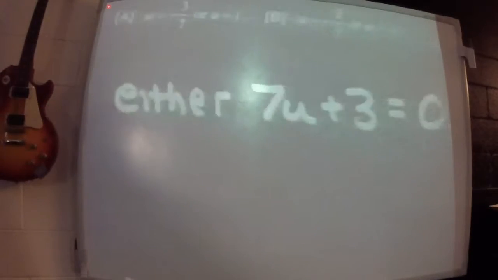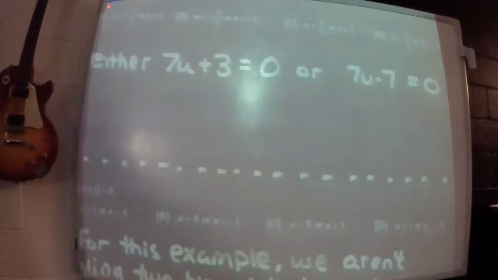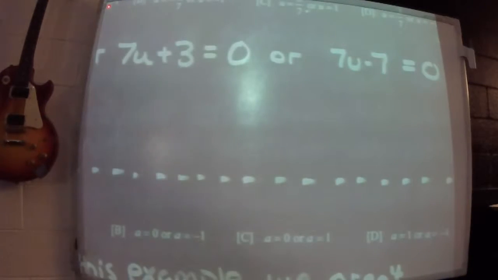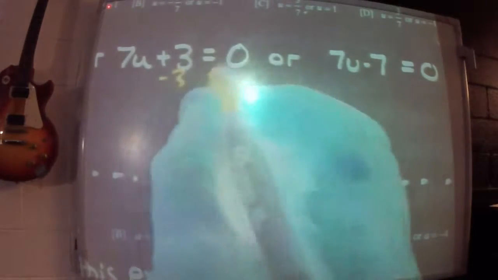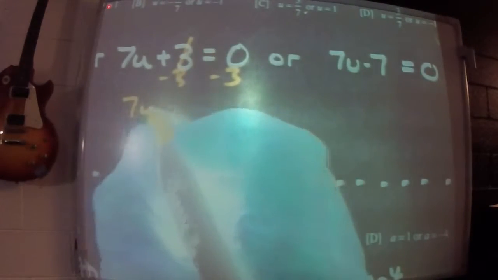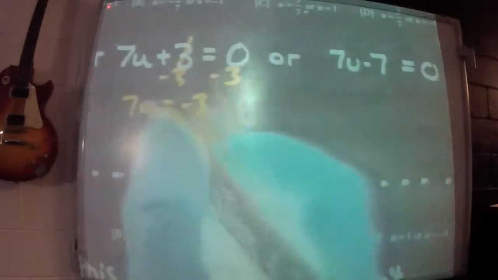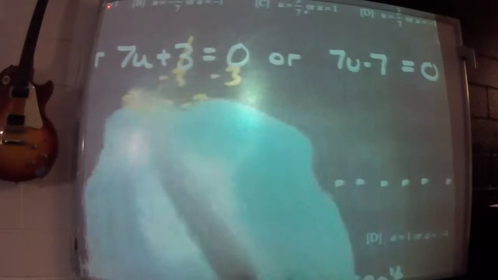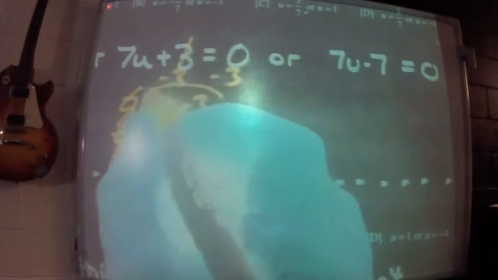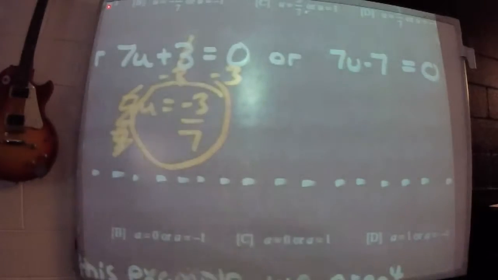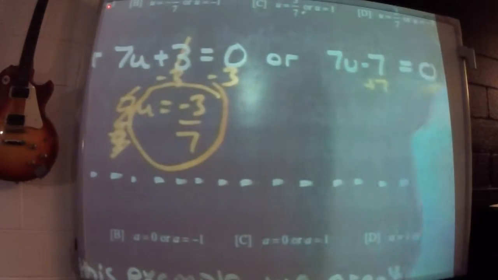And see, these are slightly more complicated. You're going to actually have to work each one out. So the very first one, you're going to minus your 3 over. And you're going to get 7u equals negative 3. And divide by 7. And you get u is negative 3/7. That's one answer.